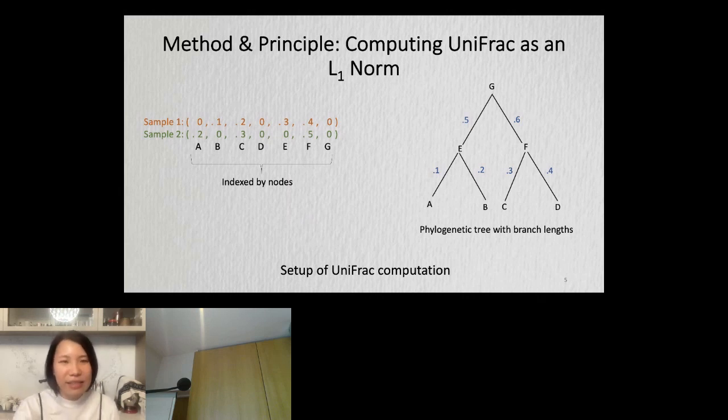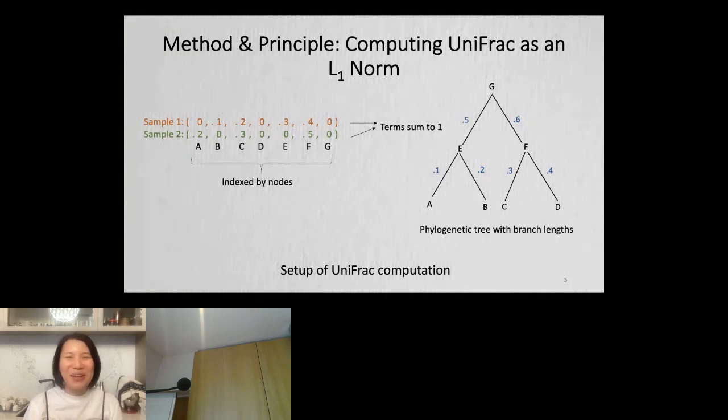And then a sample is represented as a vector indexed by the nodes in the tree. And it's also in the form of a probability distribution in the sense that each entry represents the relative abundance of the organism in that sample. And in this way, each entry, each term of the vector is non-negative, and all the terms should sum to 1.